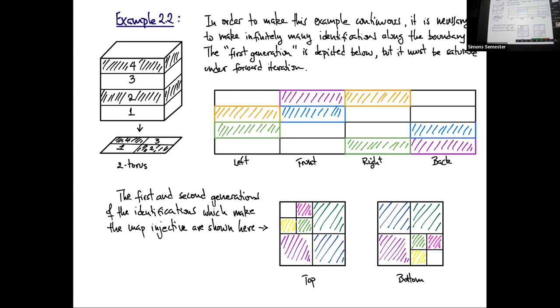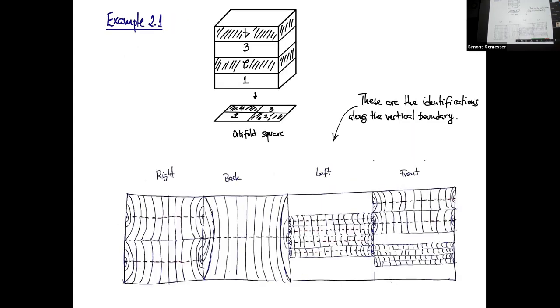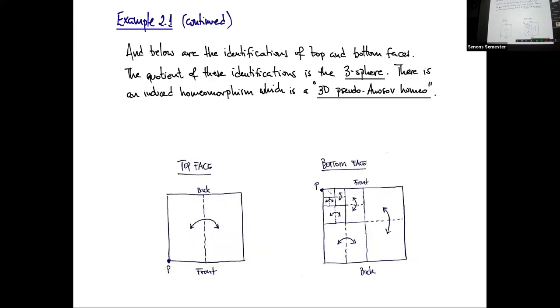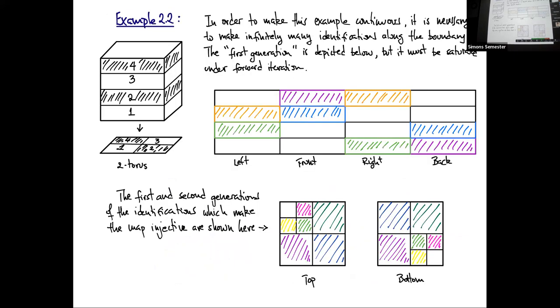There is a major difference between these two cases. The major difference here is that this construction can be realized by a pseudo-isotope in R3, which is the reason behind the fact that I'm saying this quotient is a three-sphere. These identifications here cannot all be done together within three-dimensional R3.